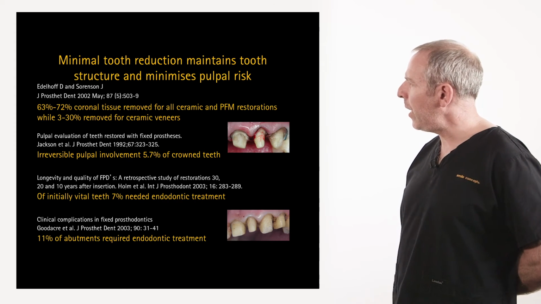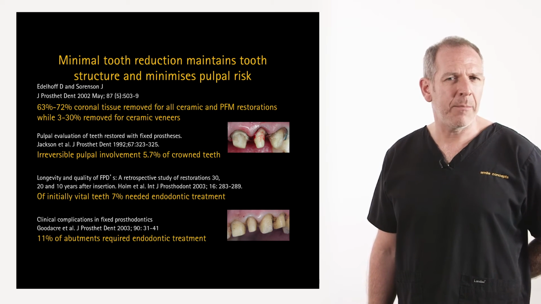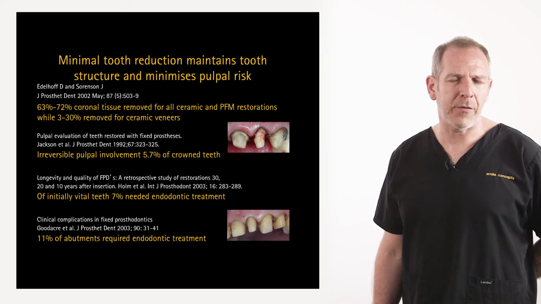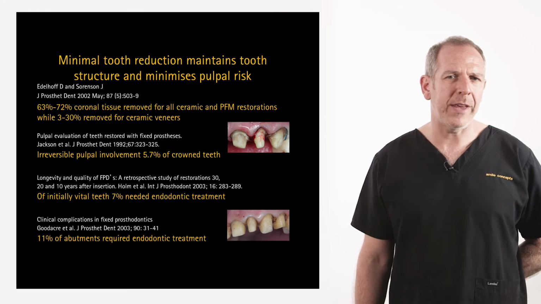And so what are we doing? Well, we're minimizing tooth removal. That has to be good. It means that we have a stronger tooth, a tooth that is less likely to fracture. We also will have less incidence of pulp death. Don't forget, approximately 1 in 10 crowns that you prepare, the pulp will die at some point.